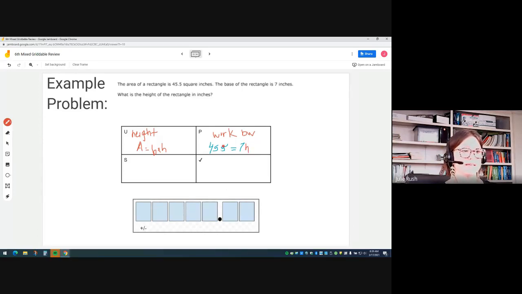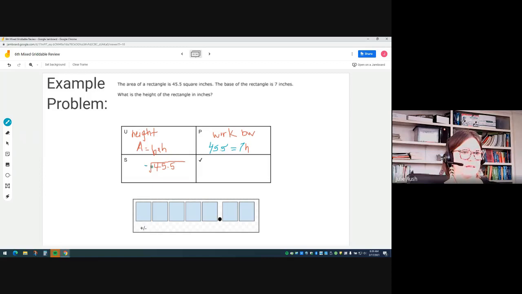So basically what we're saying is 7 times some number gives us 45.5. So this is multiplication. If I'm working backwards, I'm going to divide. And so we're going to take 45.5 and divide it by 7. Okay, because if we work backwards, we use the opposite operation.